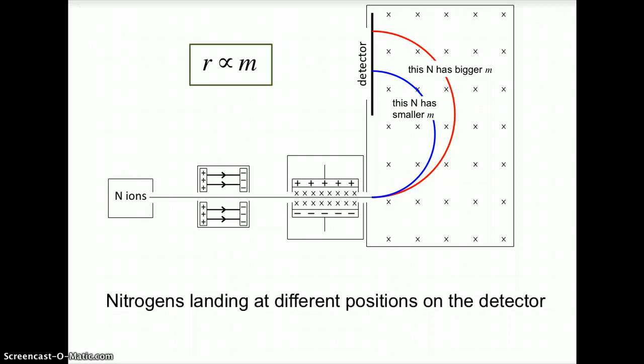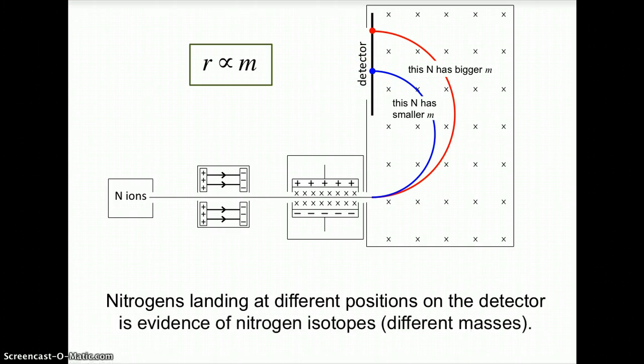The fact that nitrogens land at different positions on the detector, so for example, the red nitrogen lands right here, and the smaller mass nitrogen lands right there. Those are two different positions. The fact that they land at different positions is evidence of isotopes. They must have different masses because they follow different radii.